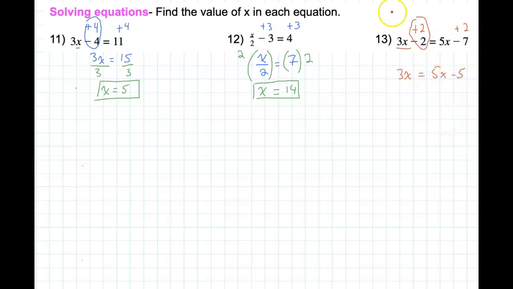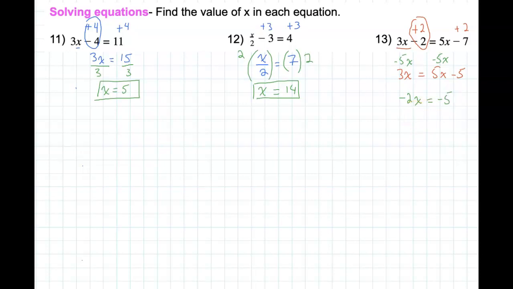And we need to get the x's together. So if I subtract 5x here, I will only have x on one side. But I have to subtract 5x here. So 3 minus 5, that's going to give us a negative. Negative 2x is equal to negative 5.